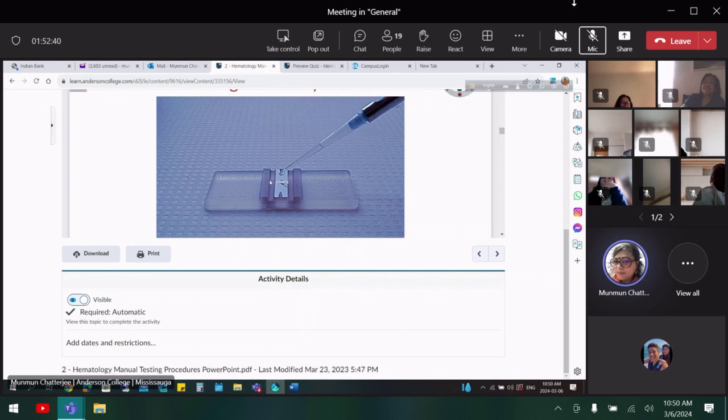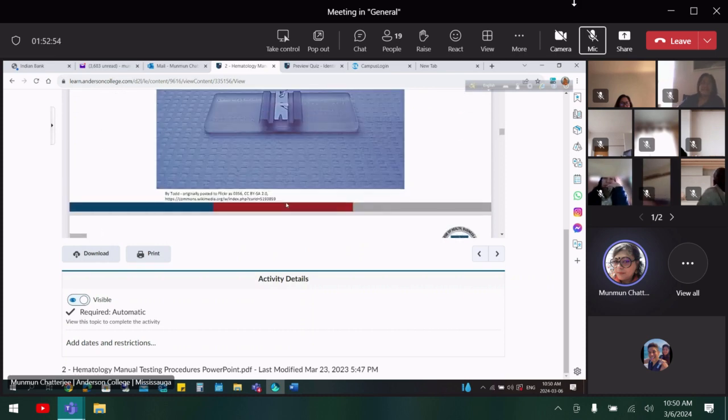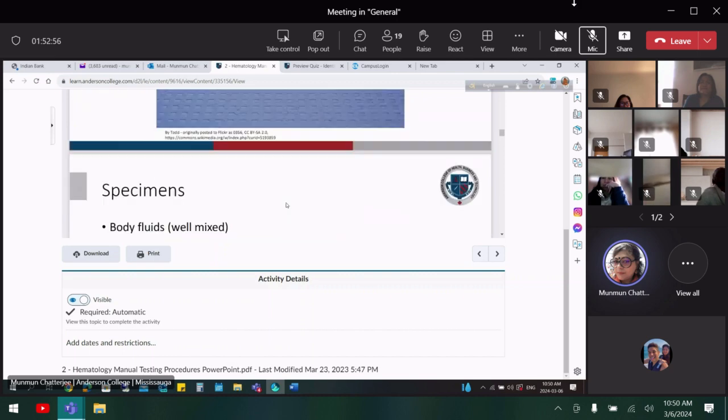There is an area where there is a square, different types of measurement lines. And then you are going to put the slide, put a drop of blood, and then you are going to see the cells. So this is the hemocytometer, loading a hemocytometer.